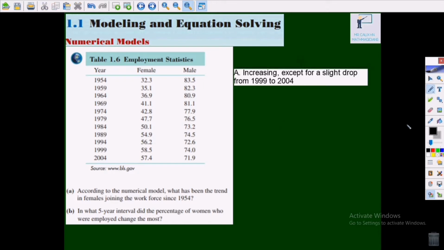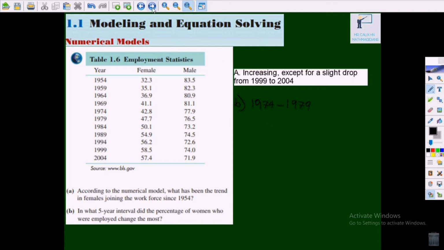Now let's continue with letter B. Letter B says, in what 5-year interval did the percentage of women who were employed change the most? When did they increase the most? Because we already said that it was increasing. So for letter B, we're going to write it here. Now, as you can see, your female was increasing except for these years. We need to find where the difference is greater. The difference is greater between 1974 and 1979. So your answer here is between the period of 1974 to 1979.